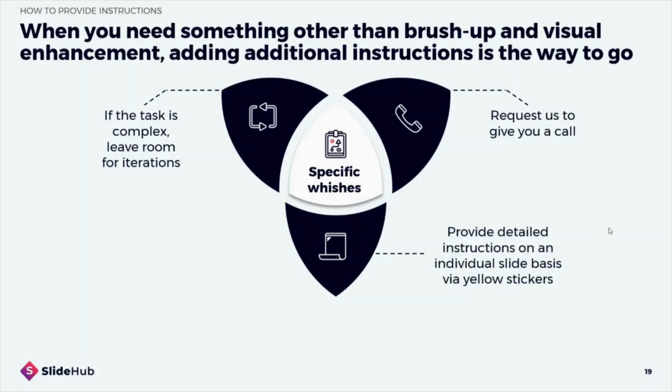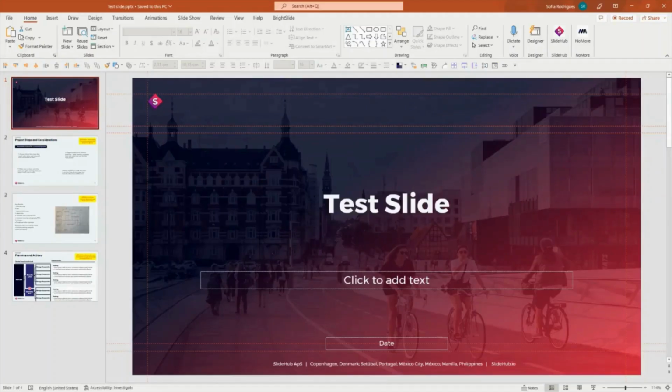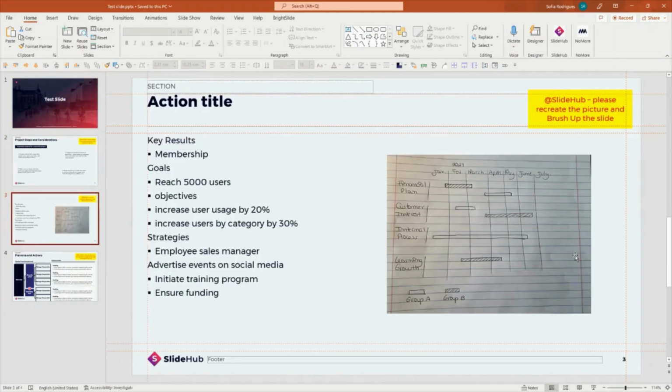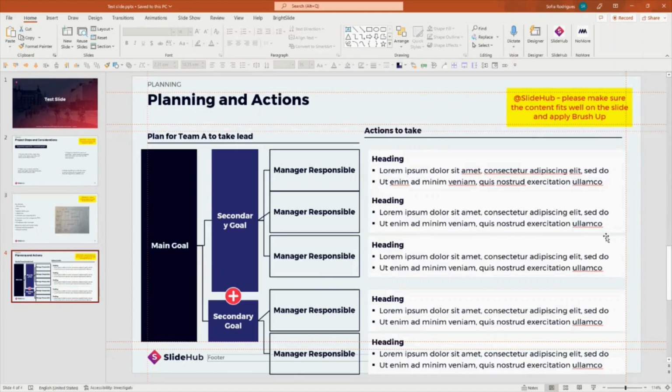We also recommend using yellow stickers on your slides to help guide us. For example, "At SlideHub, please apply visual enhancement and propose 2 options." "At SlideHub, please recreate the picture and brush up the slide." "At SlideHub, please make sure the content fits well on the slide and apply brush up." These quick notes really help us understand exactly what you want for each slide.